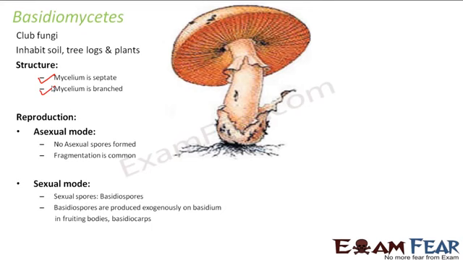Talking about the sexual mode, sexual spores are produced and they are known as basidiospores, from the name basidiomycetes. They are produced exogenously on basidium in fruiting bodies called basidiocarps. For ascomycetes, the sexual spores were ascospores and the fruiting body was ascocarp. Here the sexual spores are basidiospores and the fruiting body is basidiocarp. So what is basidiocarp? It is the reproductive organ. And what is basidium? The basidiospores are produced on basidium. It is nothing but the swollen terminal of the hyphae.